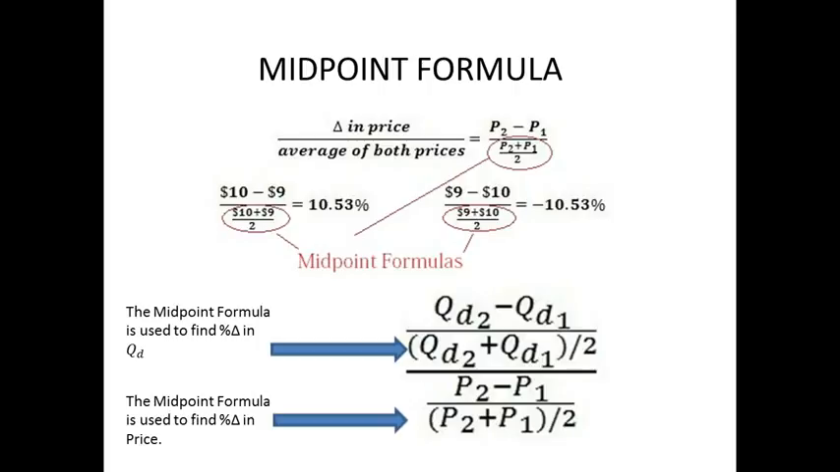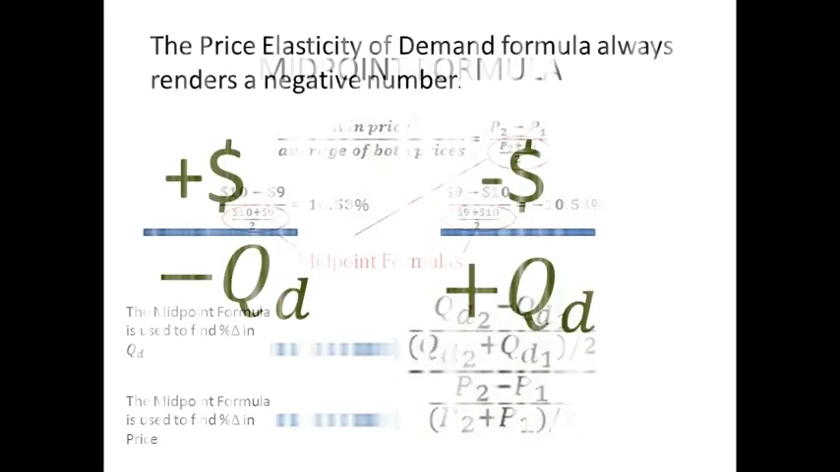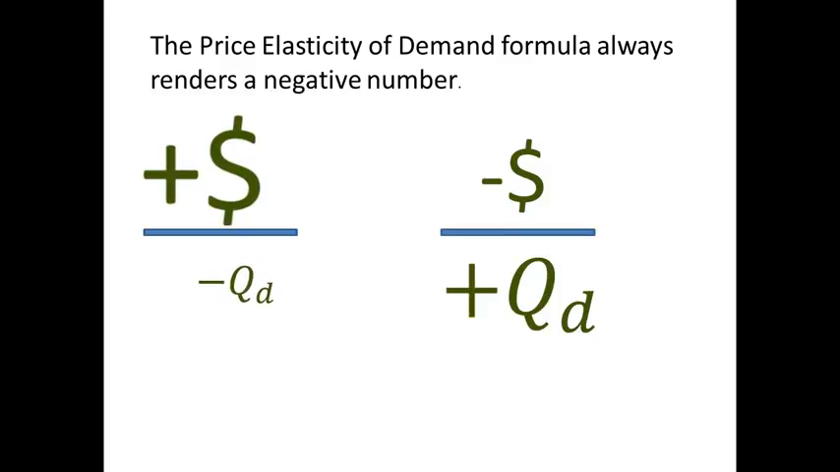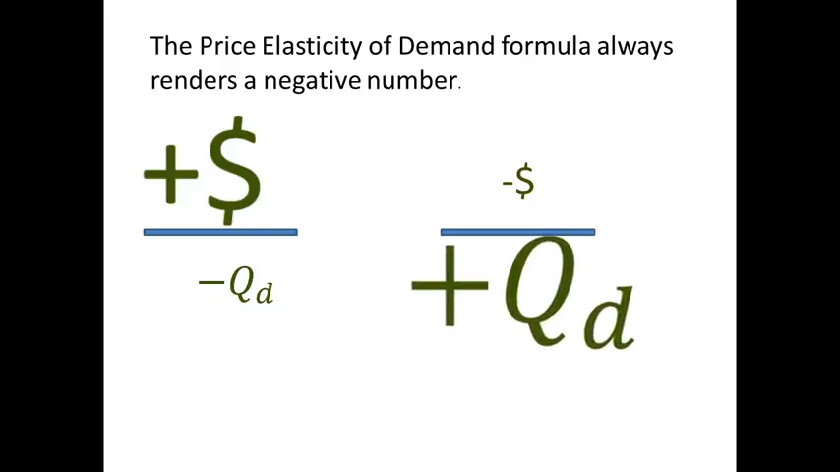Except in the case of Veblen or Giffen goods, the price elasticity of demand will always be negative. This is consistent with the law of demand. If the price of something increases, then the quantity demanded will decrease. If the price of something decreases, then the quantity demanded will increase. Either the numerator or the denominator in the price elasticity of demand equation will be negative. They will never both be negative, nor will they ever both be positive. Therefore, the price elasticity of demand equation will always render a negative number.